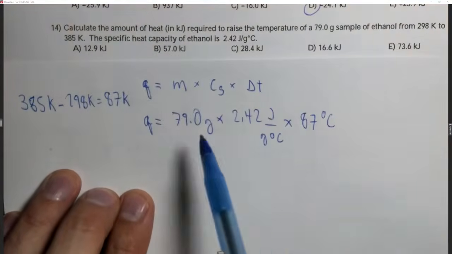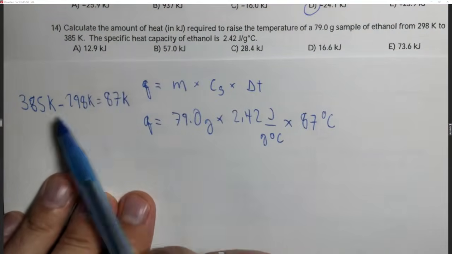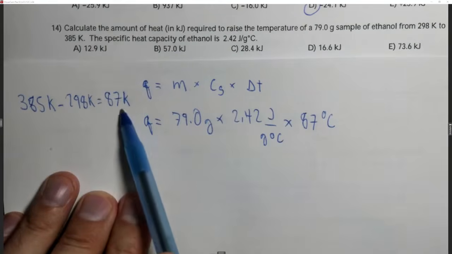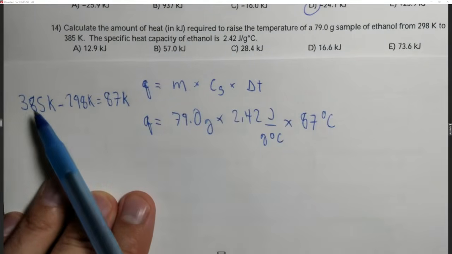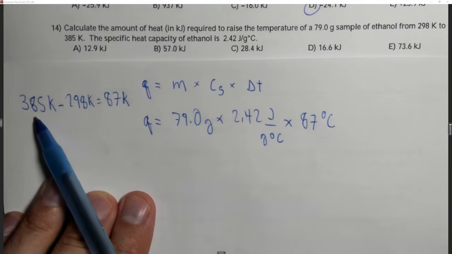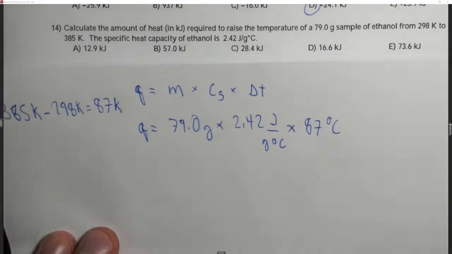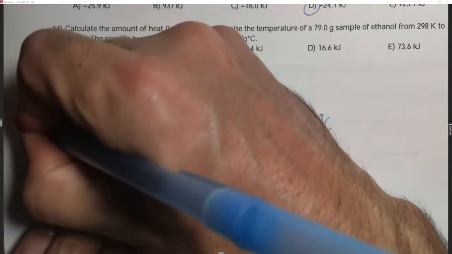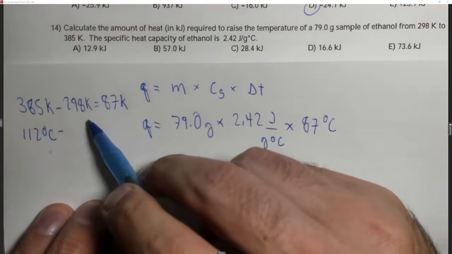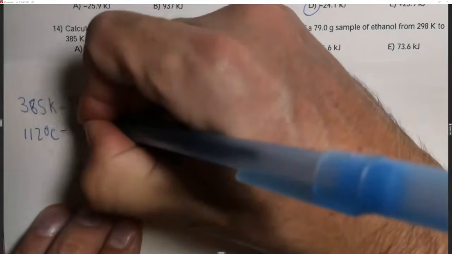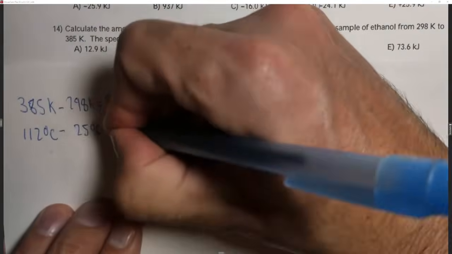Now, let's say we wanted to do this in Celsius. You can't convert the change in temperature to Celsius. You have to convert the individual temperatures to Celsius. So if we do this, we need to subtract 273, which in this case would be 112 degrees C, minus this temperature in C, which is 298 minus 273, which is 25 degrees C. And we'll see that the change in temperature is still 87 degrees C.